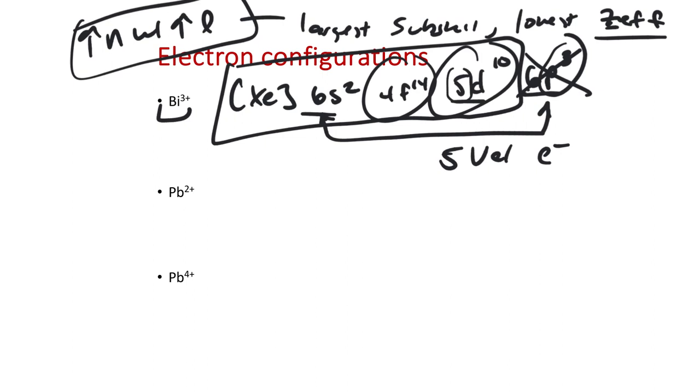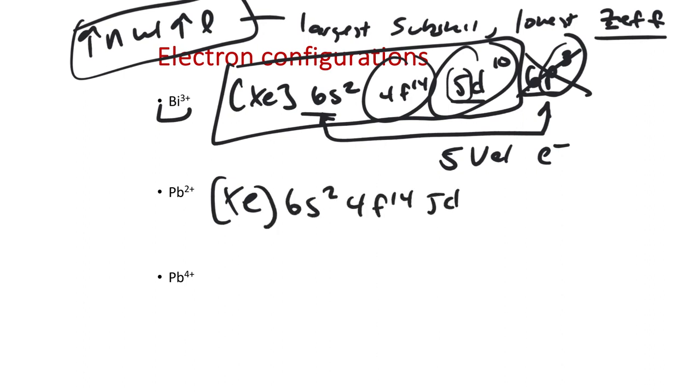Now, lead 2+ is kind of right next to it. So lead 0's configuration was a xenon, 6s2, 4f14, 5d10, and then 6p2. So lead 2+ just doesn't have the 6p2 electrons. So we kick those electrons off first from lead 0 to make lead 2+. For cations, I think it's easiest to go to the neutral atom first. So think lead 0 first, and then kick the electrons off to make the cation.